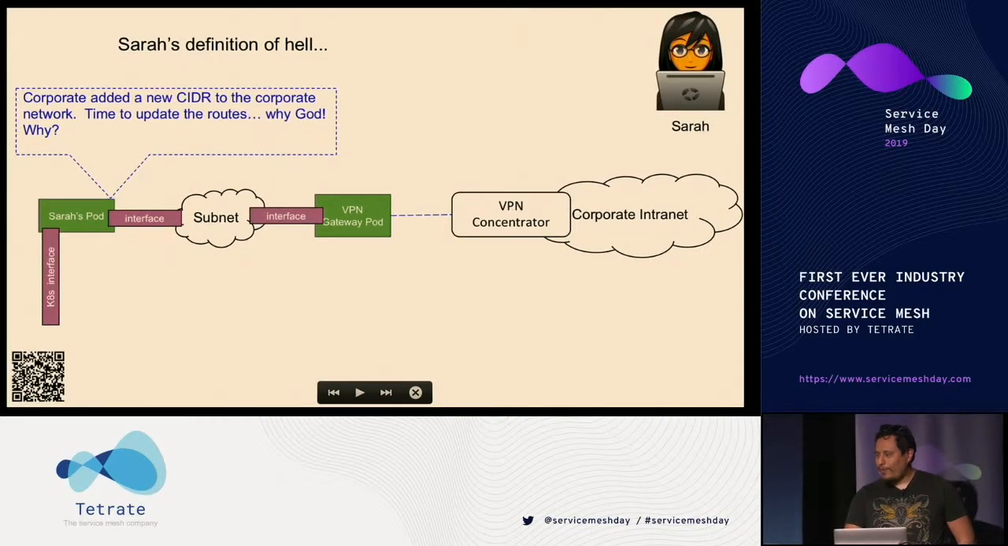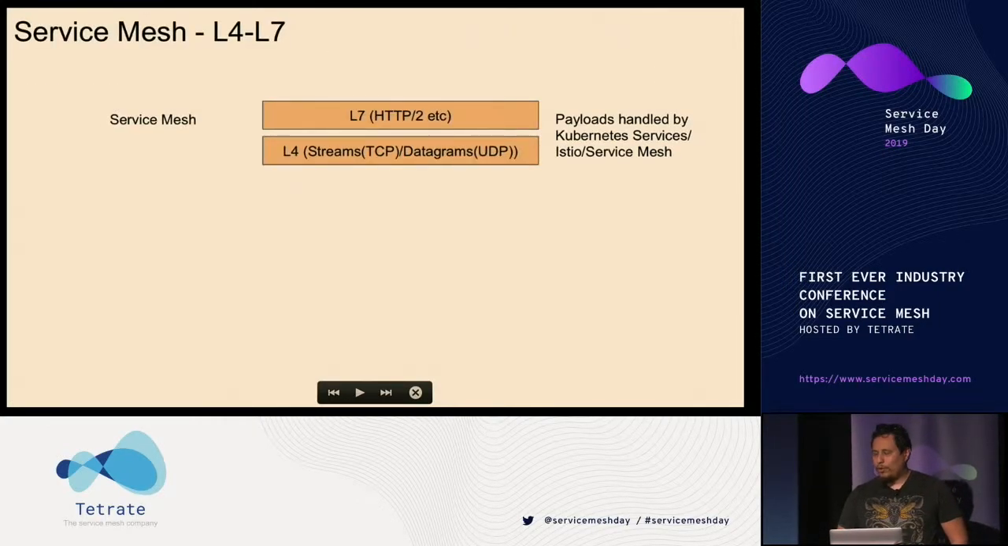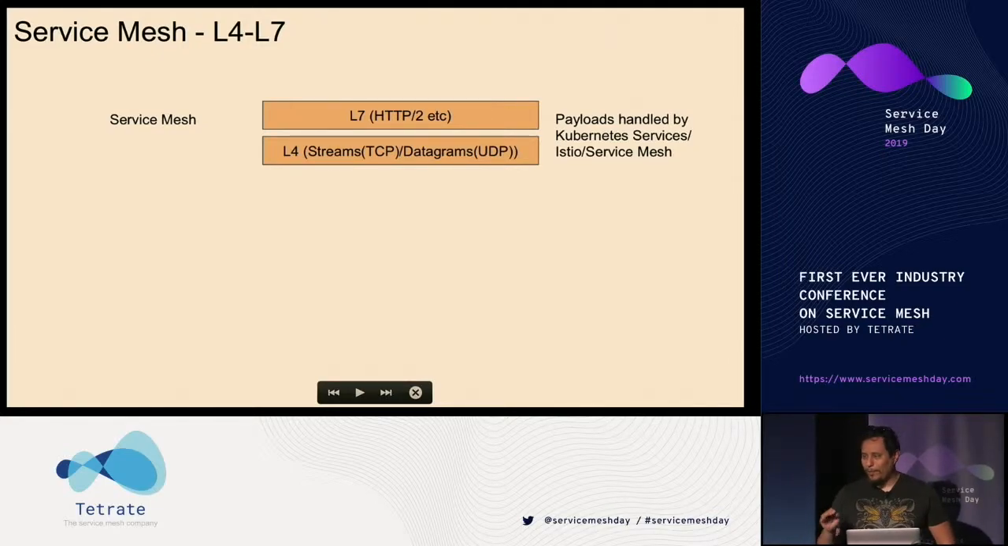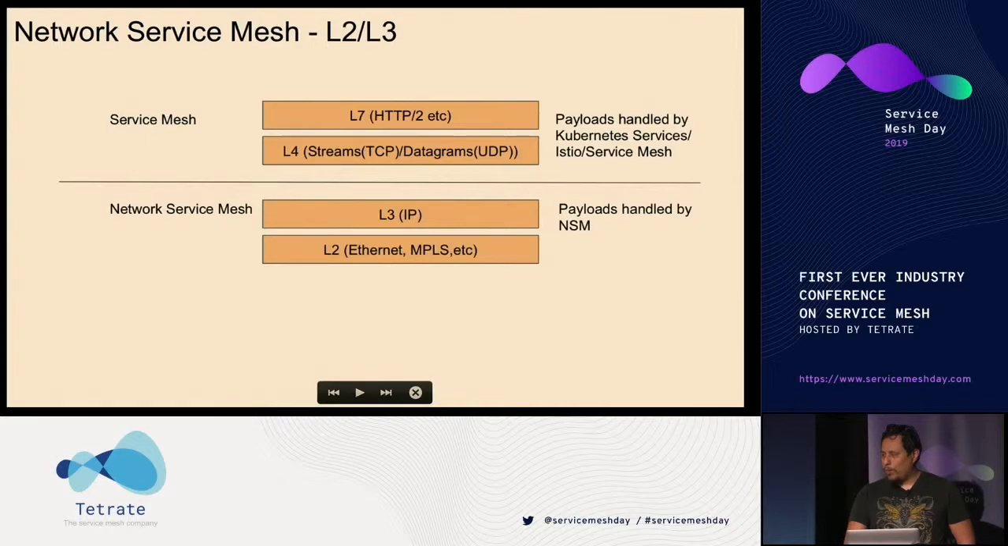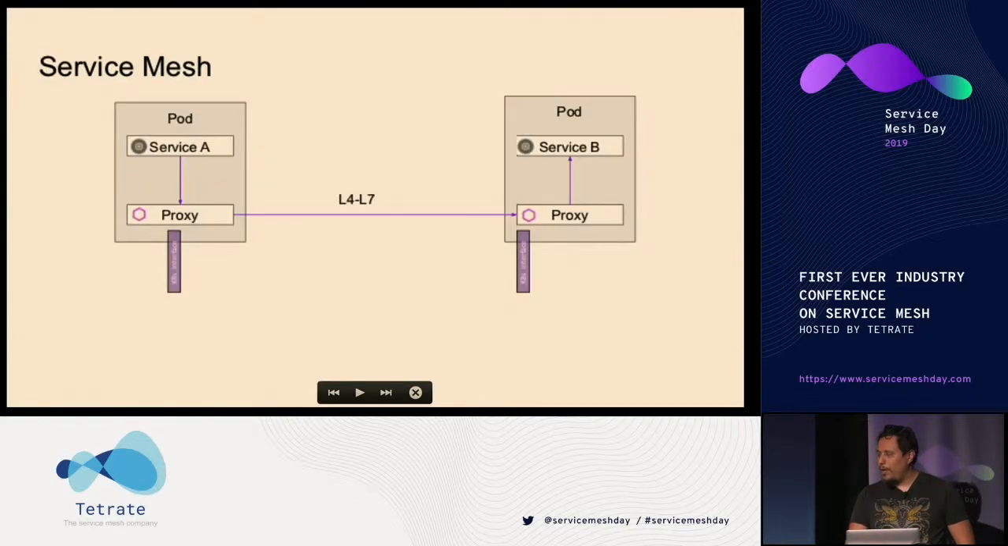So let's back up a little bit and go back to Network Service Mesh, or to service meshes themselves, and then you'll see how we're approaching this problem and how we're solving for this. So if you think about it, you have service mesh. Most people think of an application-style service mesh, L4, L7. We're aiming for L2, L3. So L2 Ethernet, MPLS, L3 payloads like IP and so on.